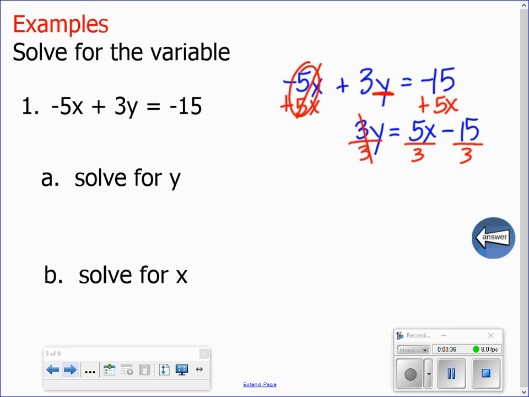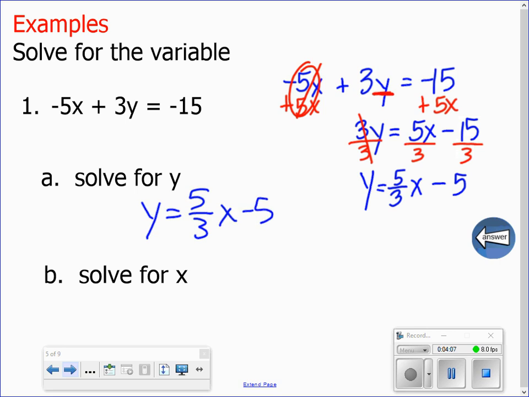The 3's are going to go away here. And we're going to end up with y is equal to 5 over 3 x. We're just going to leave it as 5 over 3. We want an exact answer, and 5 over 3 will give us a repeating decimal, and we can't write that repeating decimal out. 15 divided by 3 is 5, so minus 5. And so for solving this equation for y, the equation is y equals 5 over 3 x minus 5.